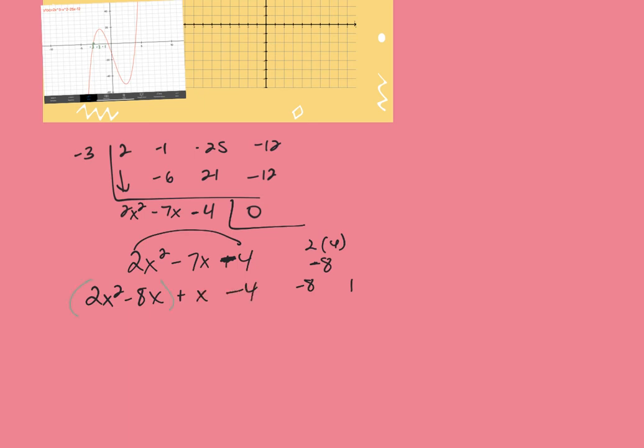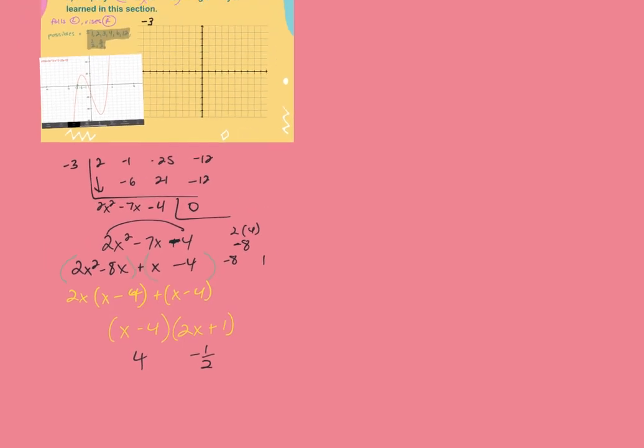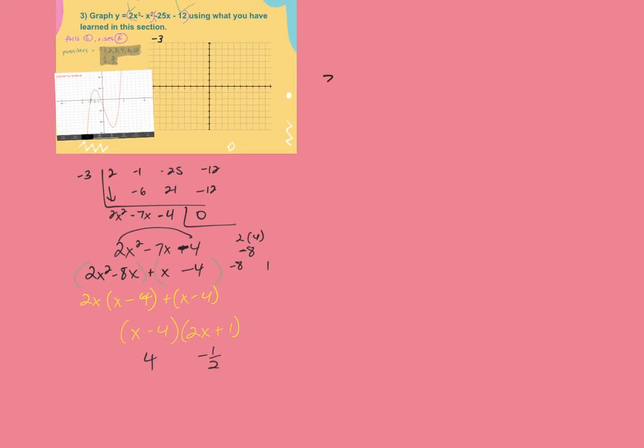And then factor by grouping. Take out a 2x, and this one's already x minus 4. So the remaining factors are x minus 4 and 2x plus 1, which means my remaining zeros are 4 and -1/2. So I've got the -3 from the beginning, the 4, and the -1/2.